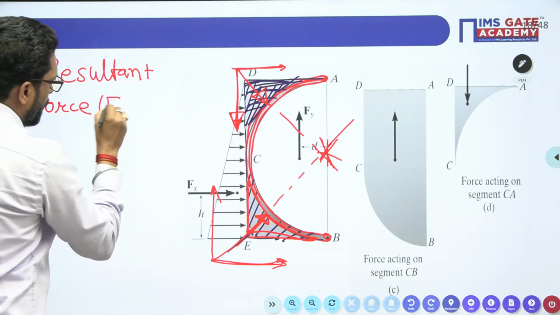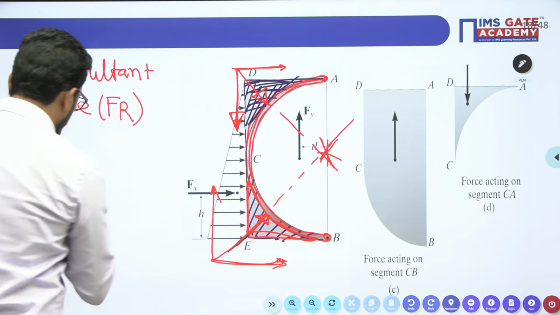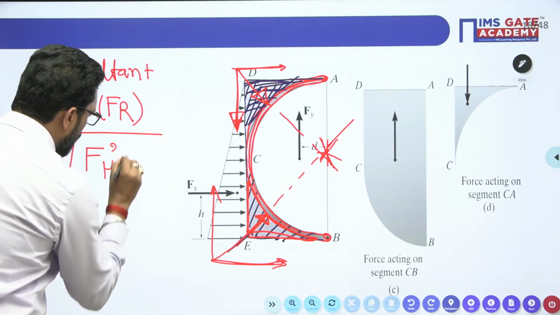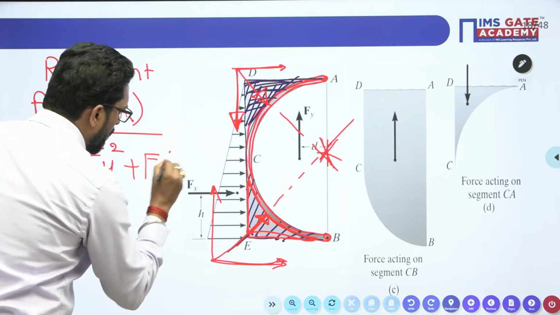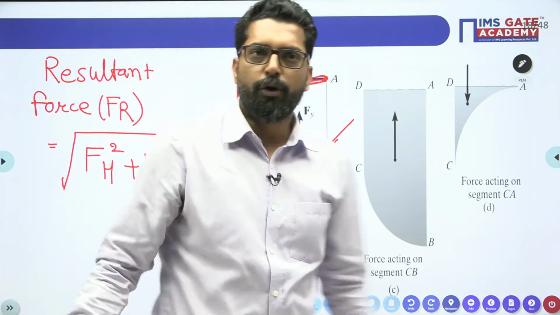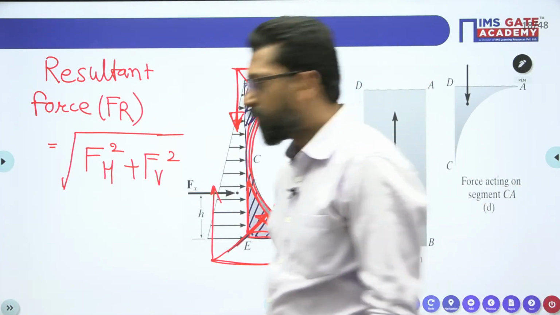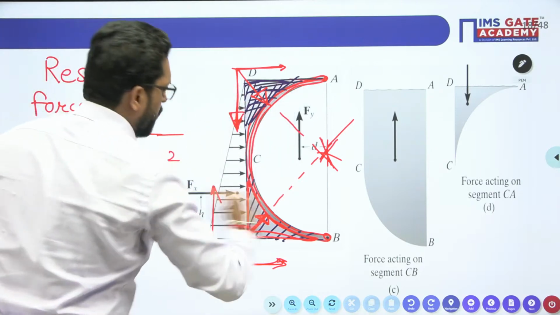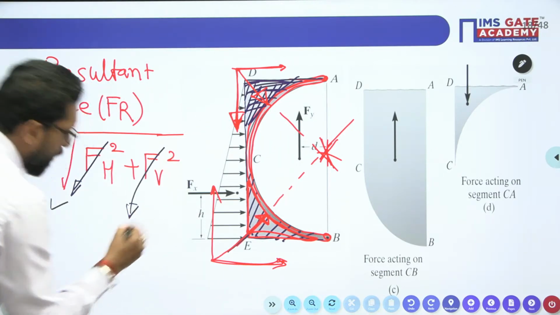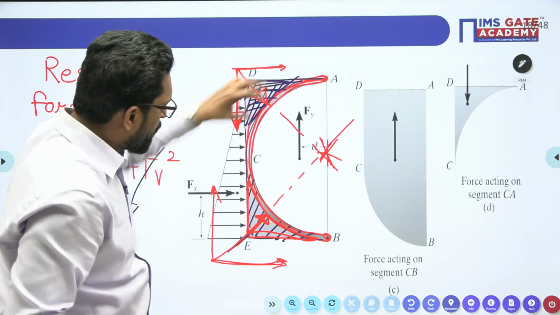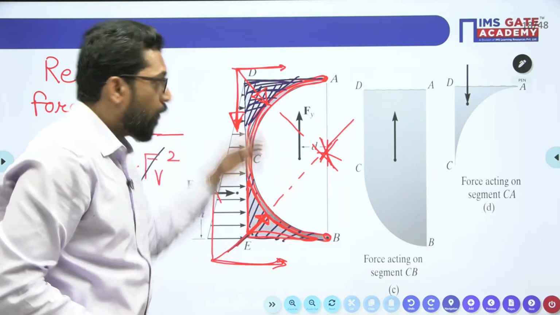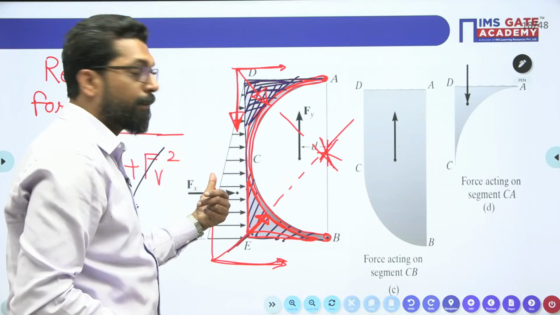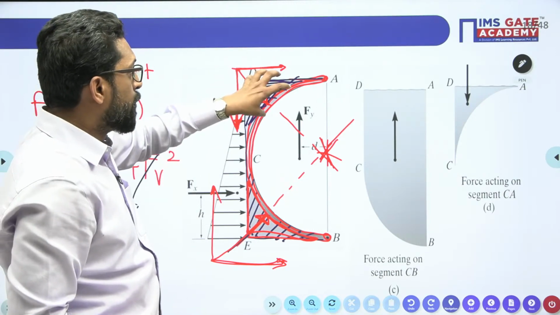The resultant force Fr is equal to the square root of F horizontal squared plus F vertical squared. Why? Because both are at 90 degrees, so the cos component is gone. This horizontal force you have just calculated. Now you have to calculate the vertical force. Two segments are considered: one is the top, other is the bottom. The bottom portion of the chunk of fluid exerts a vertical force in the upward direction. The upper portion exerts a force in the downward direction.